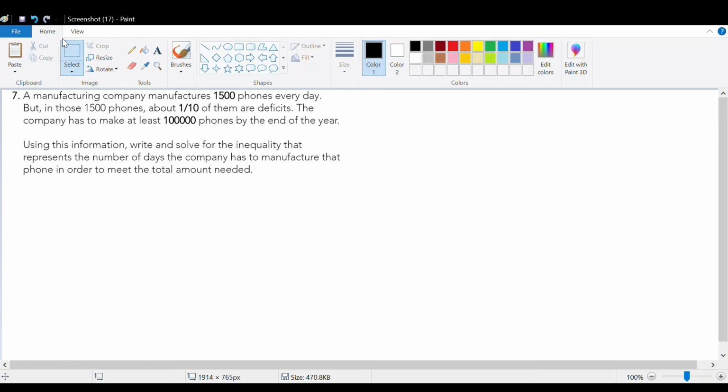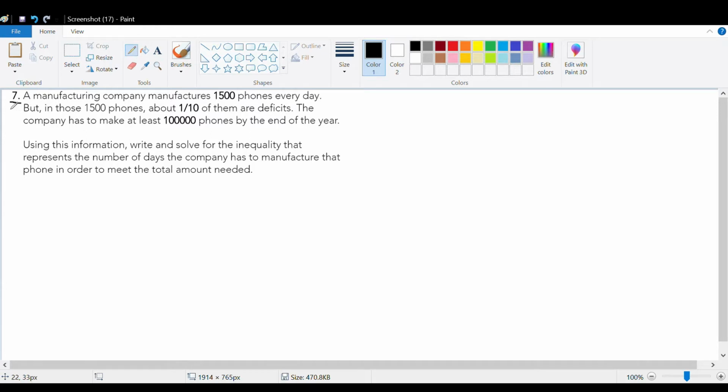Hello everybody, welcome to the 7th question of the 3rd exercise in the first lesson. This is actually the last word problem. Questions 8, 9, and 10 are non-word problems.